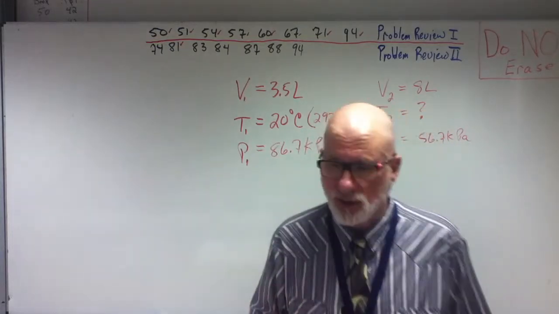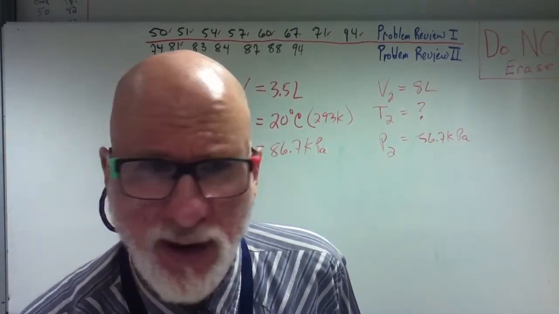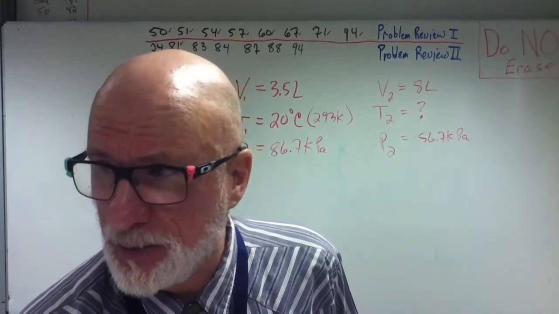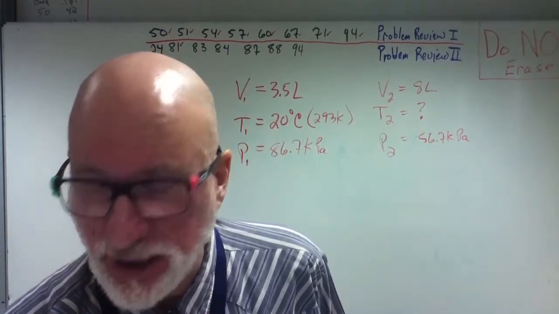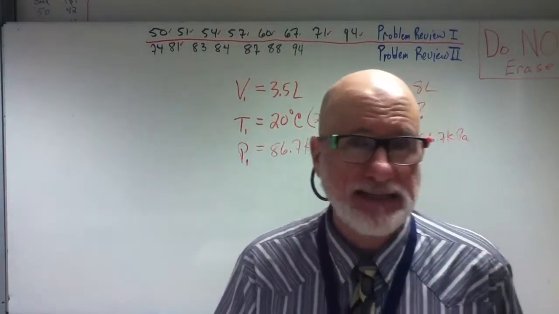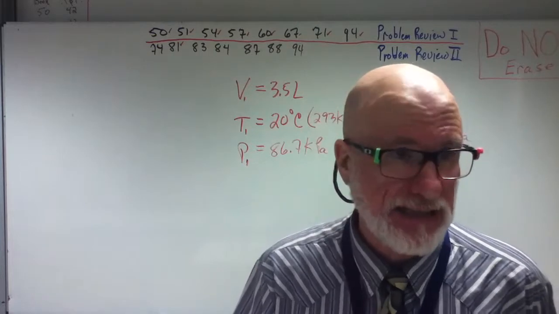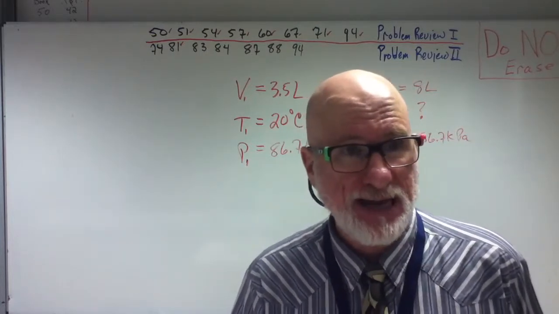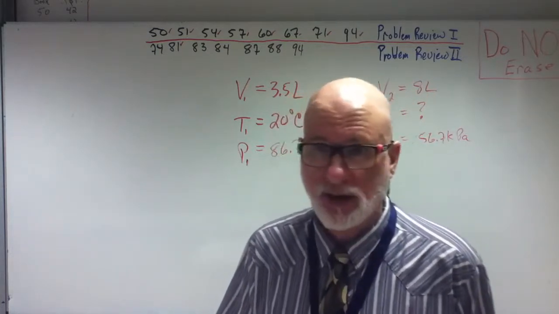Okay, and then when you continue reading, it says this volume of gas, 3.5 liters, expands to 8 liters. The final pressure is 56.7 kilopascals. What's the final temperature of the gas in Celsius? So therefore, you see right away that there's a second set of conditions. If there's a second set of conditions, you know right away that it's combined gas law, correct?